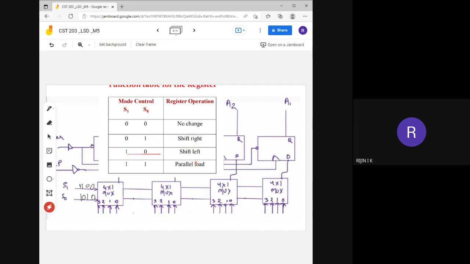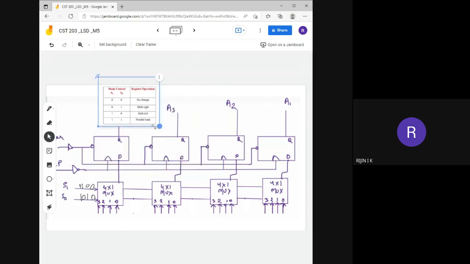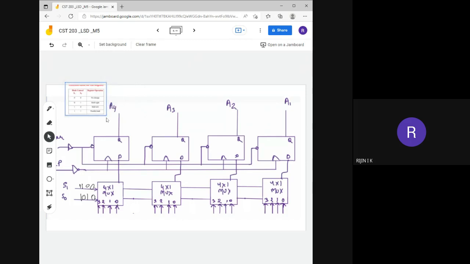If it is 1 0, it has to perform shift left. And if it is 1 1, it has to perform parallel load. Okay, so this is the operation it has to perform. Now we have to design the bidirectional shift register that performs these operations. So how will we design it?